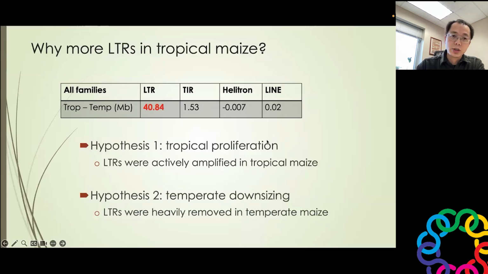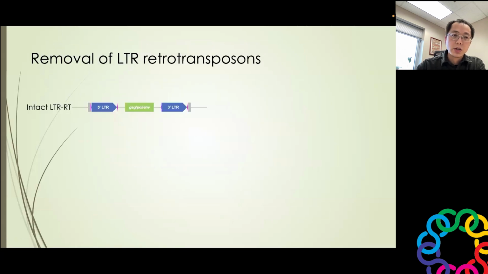So to distinguish these two, we need to tell the dynamics of these LTRs, like whether they amplify or whether they are removed. So the removal of LTR can be quantified.